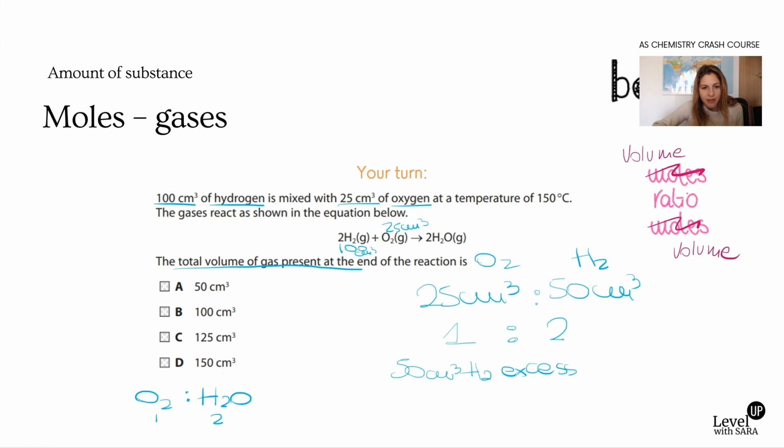So to repeat it, because we have 25 cm³ of oxygen, and the ratio is 1 to 2 with our product, there would be 50, so a maximum of 50 cm³ of water formed. So if we have 50 cm³ of water formed, and we know that we have 50 of hydrogen in excess at the end, we will get B, which is 100 the total.